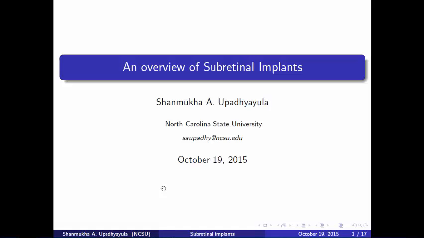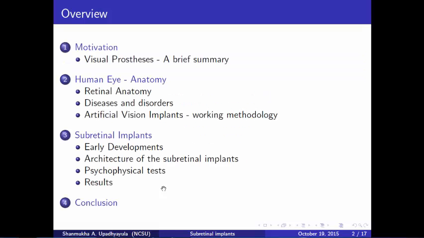Today I will be presenting on the subretinal implants. The presentation is broadly divided into 4 categories, where we will be beginning our discussion on the visual prosthesis, then later moving on to the anatomy of the human eye, wherein we'll be dealing with certain diseases and disorders which are affecting the normal vision, and then we'll also discuss the role of artificial vision implants in restoring the human vision.